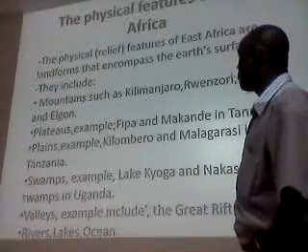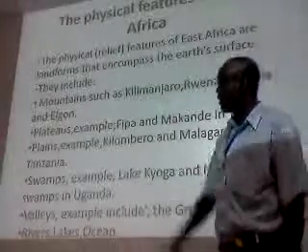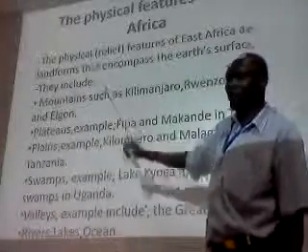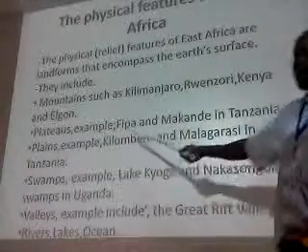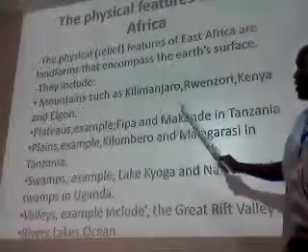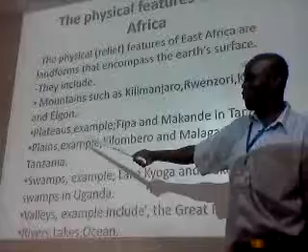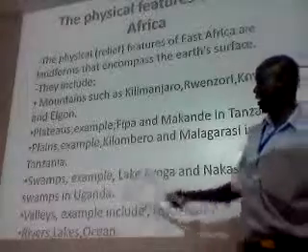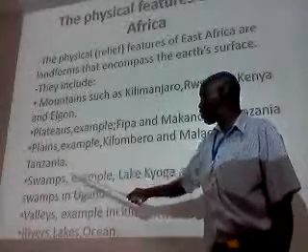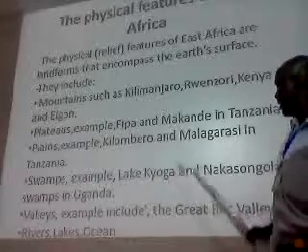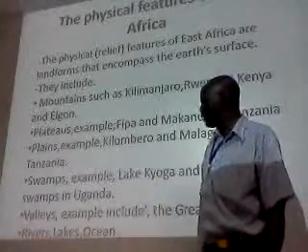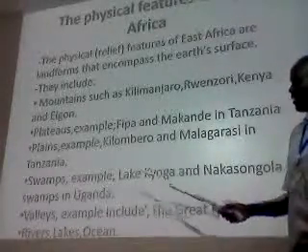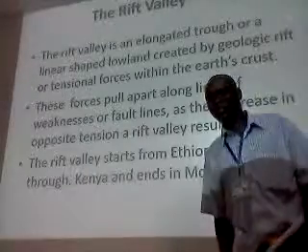It's defined as landforms that encompass the Earth's surface, and they include mountains such as Kilimanjaro, Rwenzori, Kenya, and Elgon. Then you have the plateaus. The examples of the plateaus include Pipa and Makande in Tanzania. Then you have plains. The examples of plains include Kilombero and Malagarasi in Tanzania as well. Then swamps. The swamps examples include Lake Kyoga and Nakasongola swamps in Uganda. Then valleys. The example of valleys include the Great Rift Valley. Then we have rivers, lakes, and oceans. Those are water bodies.